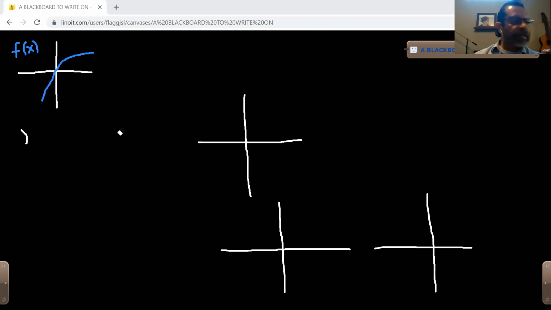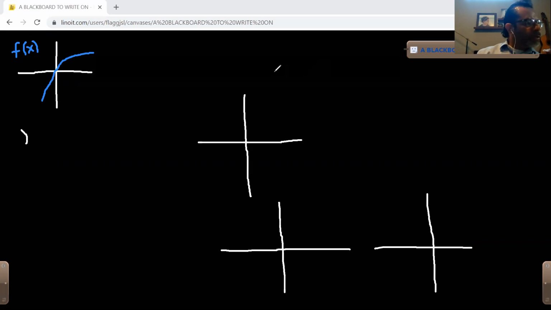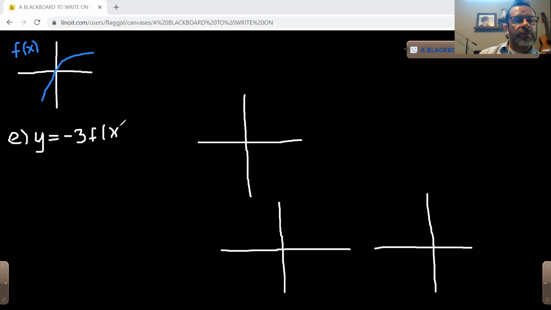Let's go on to the next one, the last one. Here we go. E is the last one. E is y equals minus 3f of x minus 2 plus 4. Okay, we've got a bunch of things happening here, so let's go at them step by step.